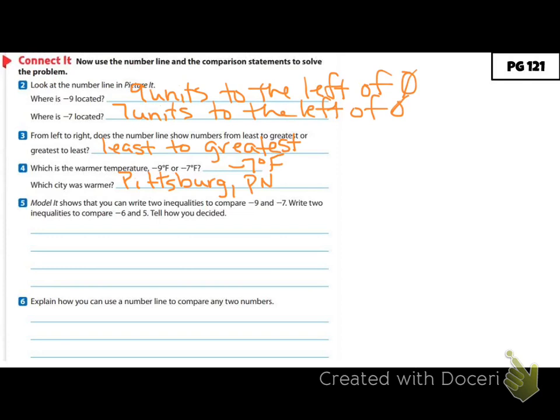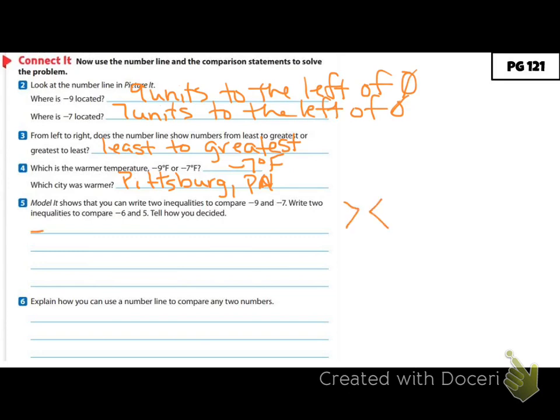Number 5, model it. Pennsylvania's A. Sorry about that. Model it shows that you can write two inequalities to compare -9 and -7. Write two inequalities to compare -6 and 5. How do you decide? Well, inequalities, remember, it's just comparison. It's using greater than or less than.